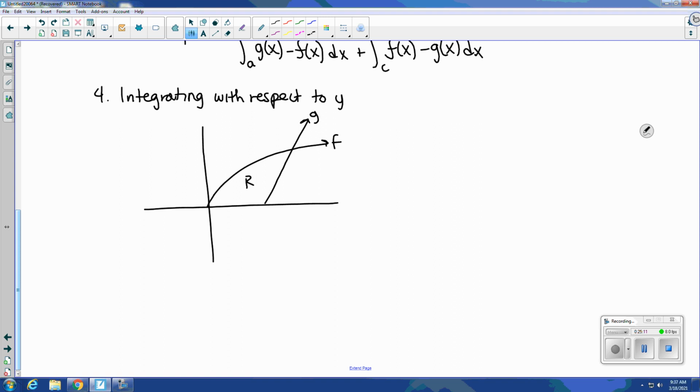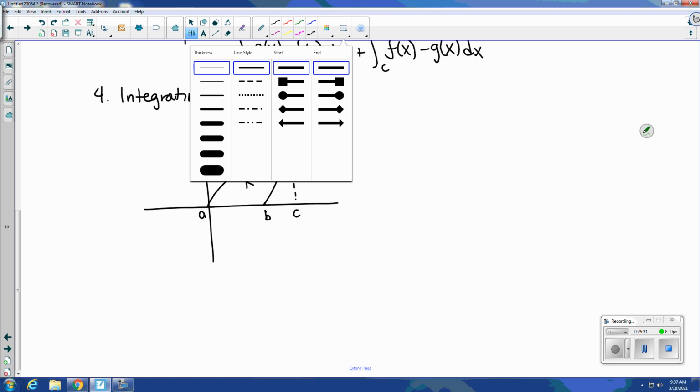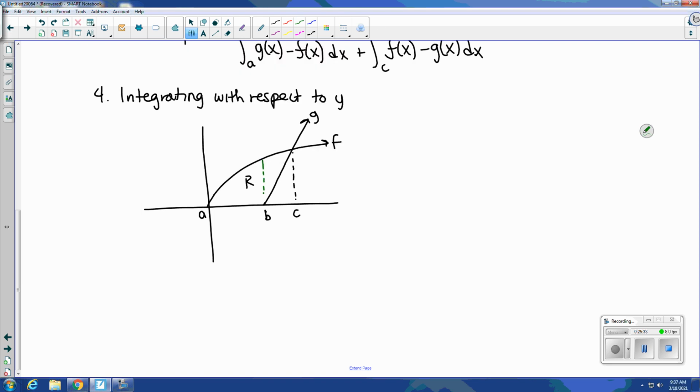If we were to find the area of this region integrating with respect to x, we would have to do the following. We would identify this point A. We would have to identify this intersection point C, and also this x-intercept with g, which we'll call B. And we would have to split this region into two separate integrals, because the function g is not involved in the interval from a to b.